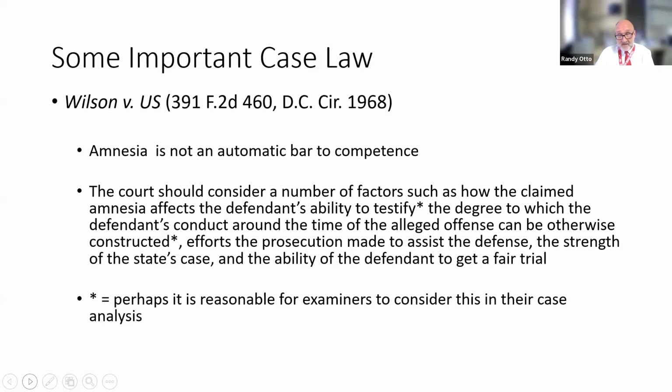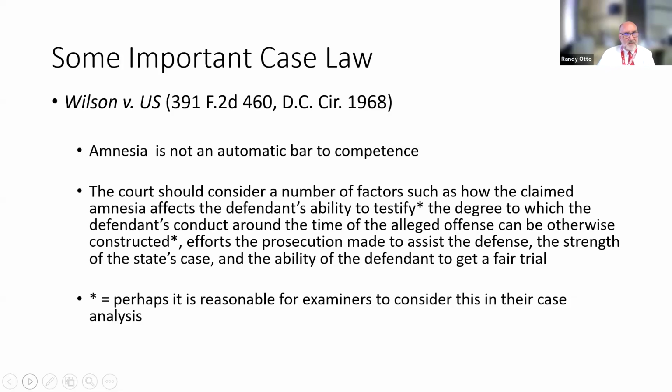The legal argument was that he was incompetent to proceed, in part because he had no memory or little memory for what occurred at and around the time of the alleged offense. And you think about capacity to assist counsel, capacity to testify. See how, if someone is truly amnestic for what occurred at and around the time of the alleged offense, it could compromise their ability to work with counsel, testify, etc. The Wilson court got this, and what they ruled was that amnesia per se is not a bar to competence.